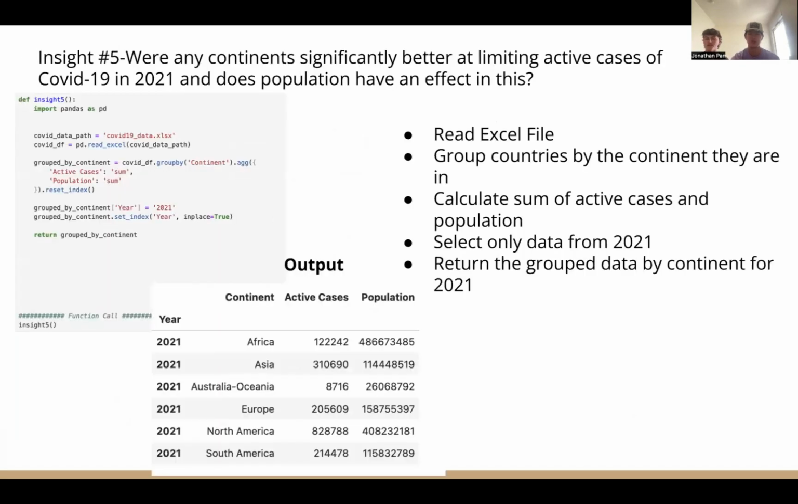For insight 5, we looked at all continents to see if any continents were significantly better at limiting cases of COVID-19, and does the total population of these continents have an effect on this?